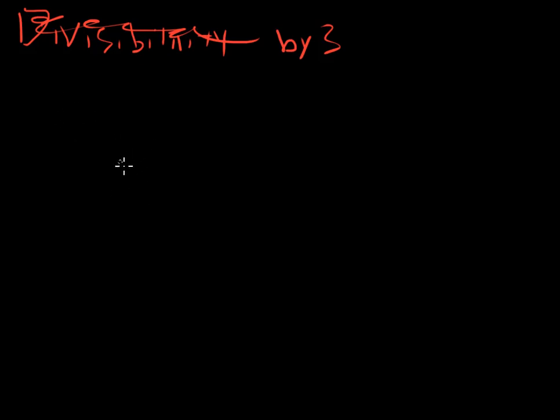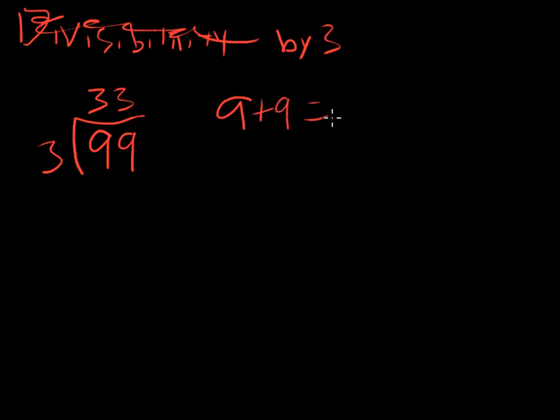So, I think we all know what divisibility means. It means like if you have a number 99 and you divide that by 3, are you going to get a remainder? That's what it means. Now, there is a trick for figuring out divisibility by 3 in which you add all of the digits together and then you see if that is divisible by 3. And you can repeatedly do that.